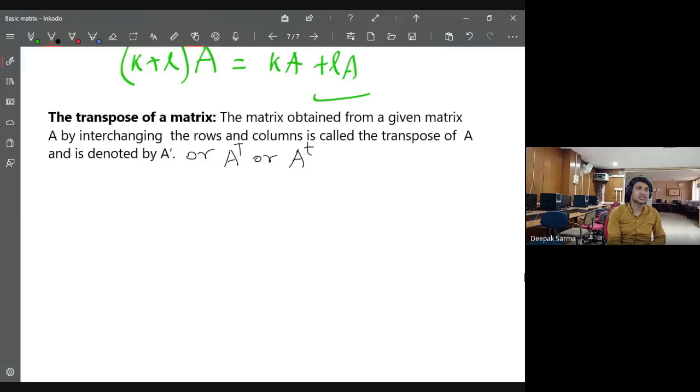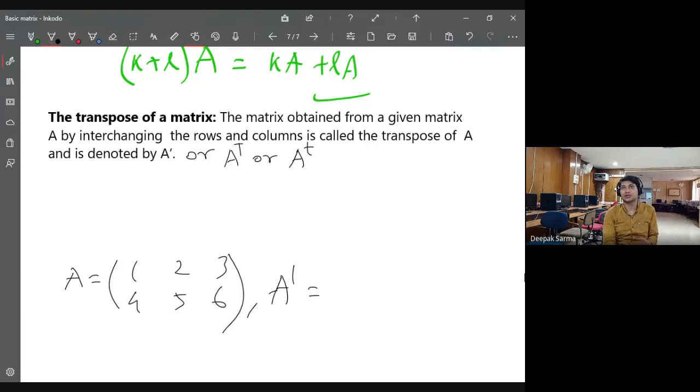Suppose I have a matrix, any matrix. Okay, let us try to write in symbolic notation. Okay, before that, give me an example. So suppose, okay, I prefer to put some easy numbers always. Then A prime. What is A prime? By definition, you can see I interchange the rows and columns. So here, what is the row? Here, 1, 2, 3 is the first row. I will make it the first column. Then 4, 5, 6 is the second row. I will make it the second column.